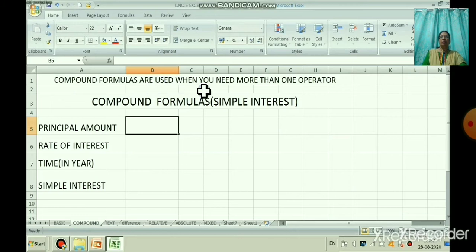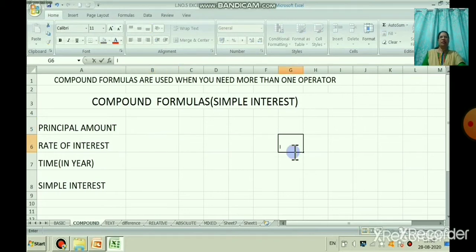Now, compound operators. What do you mean by compound operator? Here we are using more than two expressions, right. So, compound formula, how will you do compound formula? Simple interest, for example. Can you see principal amount, rate of interest, time and simple interest. Simple interest is one way that interest can be calculated on a loan or investment.